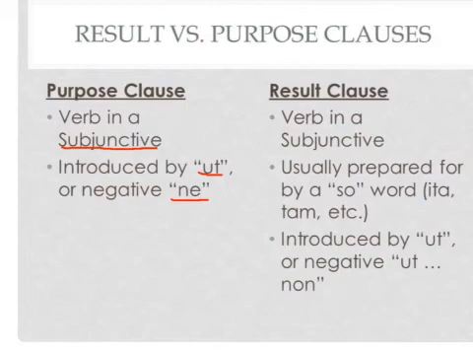A result clause also uses the subjunctive and is usually prepared or introduced in the main clause by a so word like ita, tam, talis, so forth. It is also introduced by ut for the positive. However, the negative is ut non, not ne. And a result clause expresses the result of the main verb. Because the main verb is such a way or so that, this results. Remember, purpose shows the purpose of why you're doing something. Result tells you why something results.